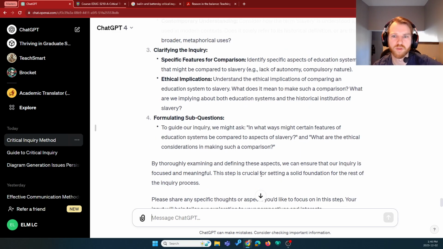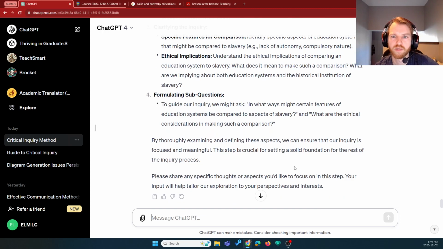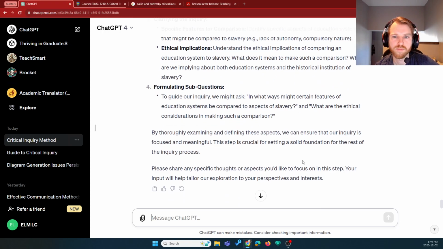So, formulating sub-questions. In what way might certain features of the education system be compared to aspects of slavery? Okay, so again, I kind of wish it would give me a more specific prompt here. It is saying, please share any specific thoughts or aspects you'd like to focus on in this step. Your input will help tailor our exploration. So that's not a bad prompt, actually. So I'm going to think about this for a minute and ask it another question.